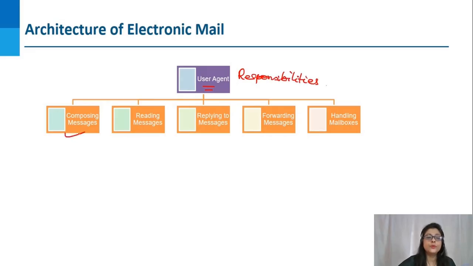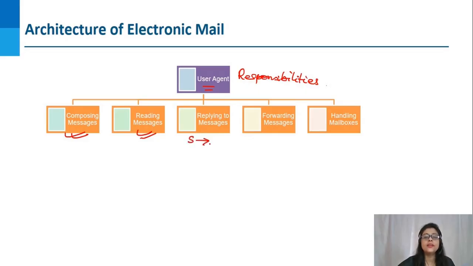It is used for composing the message, creating the header and the body. It is used for reading the messages. It is used for replying to the messages. Replying to the messages means the message is replied back to the sender.